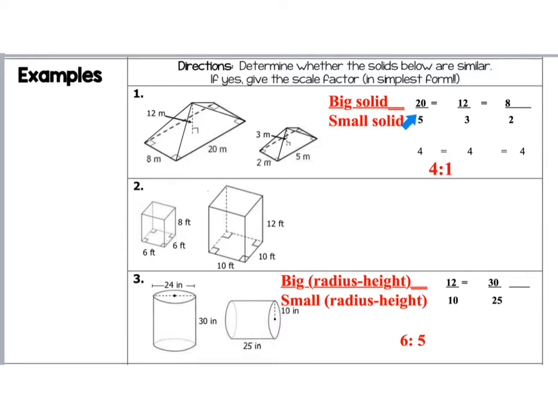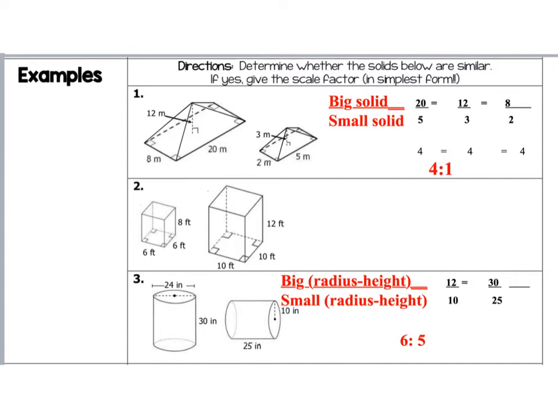So 20 over 5 reduces to 4. 12 over 3 reduces to 4. And the width, 8 over the width 2, reduces to 4. So the ratio is 4 to 1. 4 over 1 or 4 to 1.